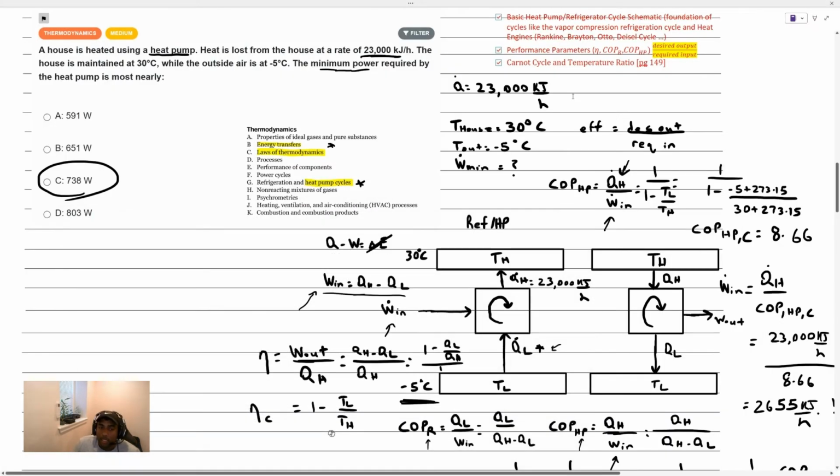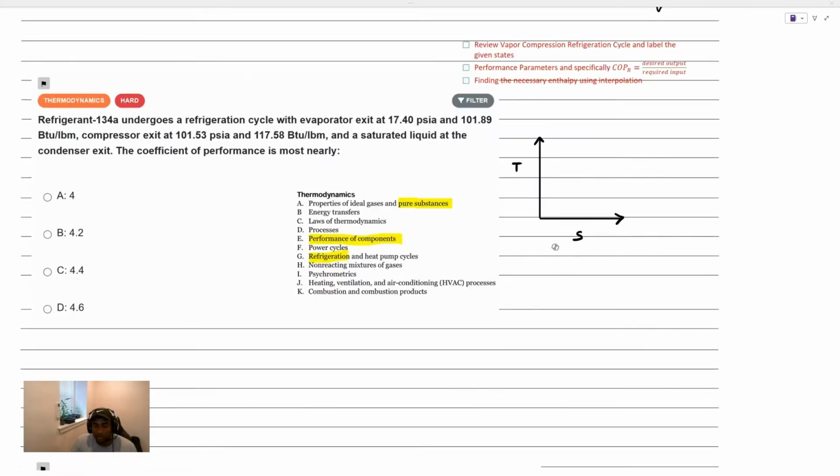Okay, let's move on to the next problem. In this problem, we're really going to be focused on pure substances, performance of components, and the vapor compression refrigeration cycle. So what we have is R134a, and it's undergoing a refrigeration cycle with the evaporator exit given at some pressure and some enthalpy. Then we have the compressor exit given pressure and enthalpy, and we know it's a saturated liquid at the condenser exit, and we're looking for the coefficient of performance.